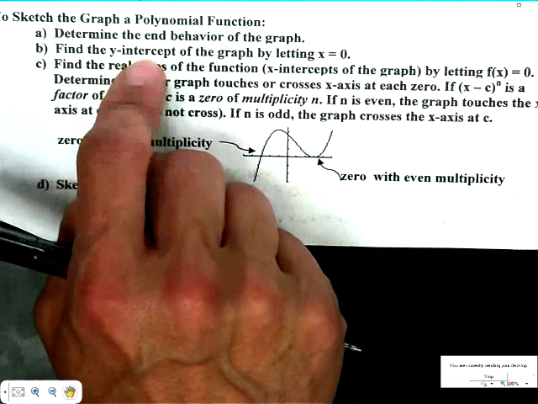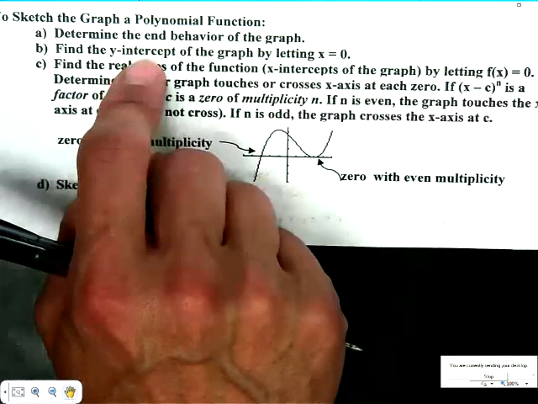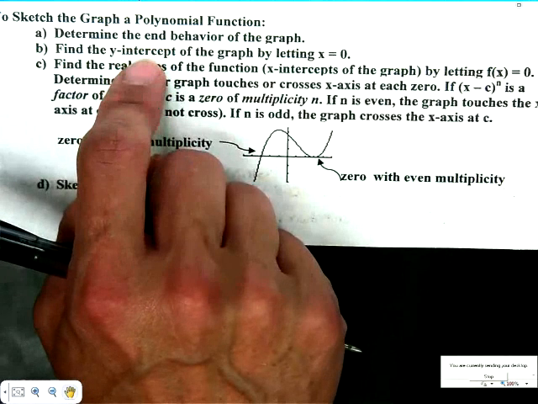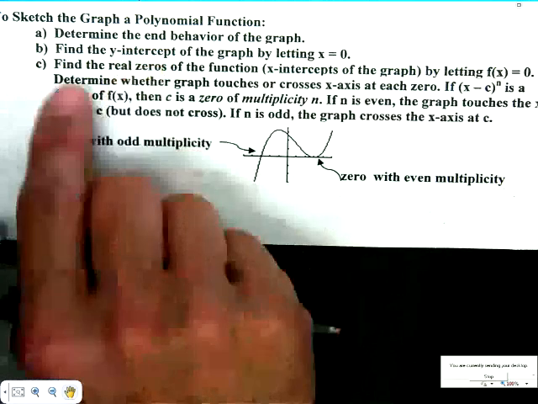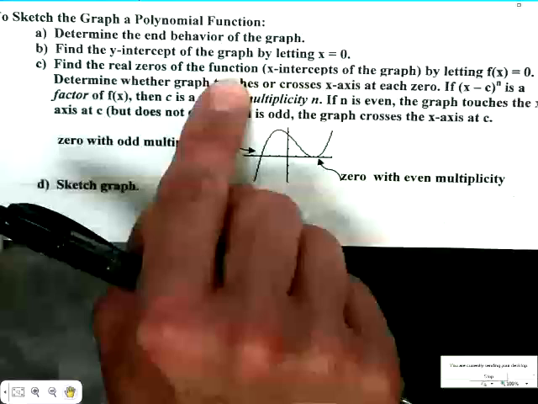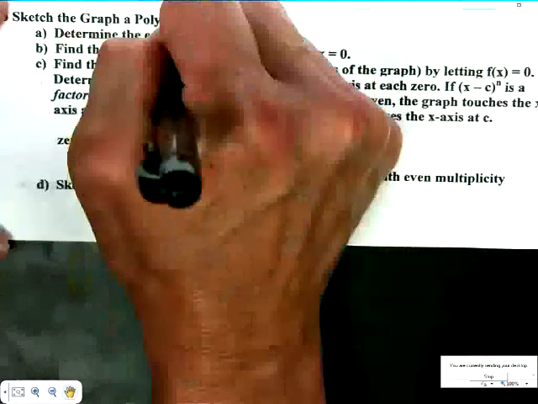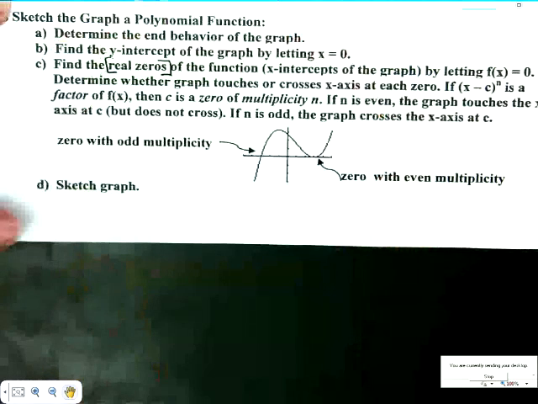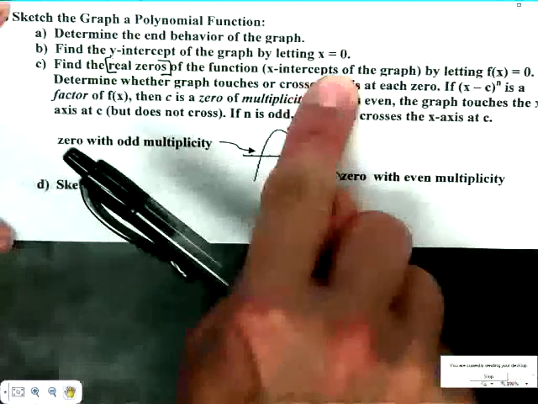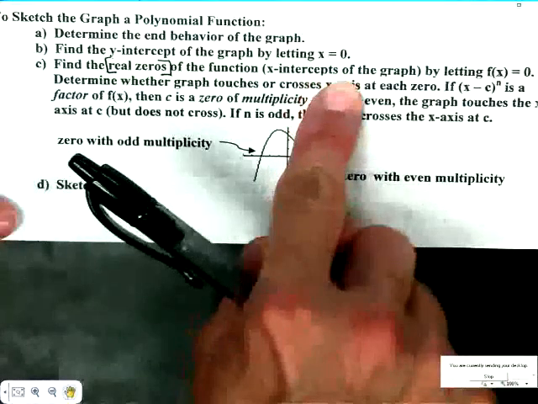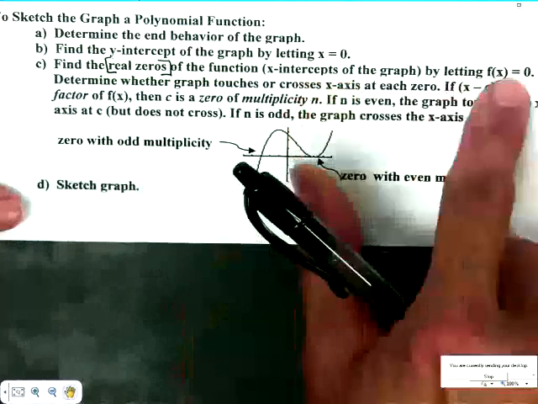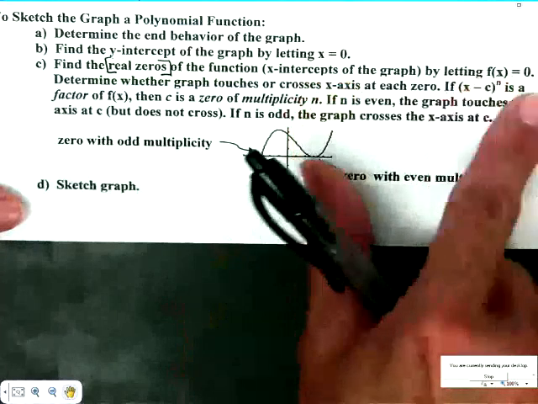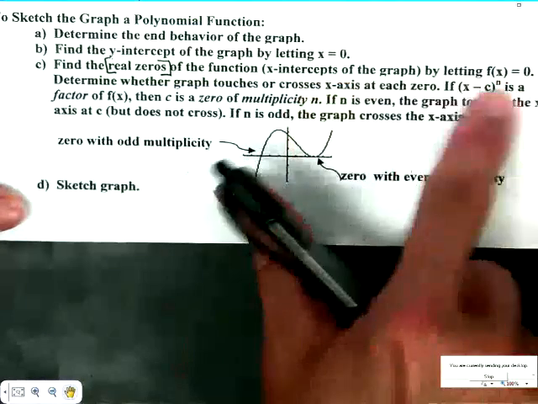In part B, we're going to find the y-intercept. How do you always find a y-intercept? Let x be 0. In the C part, we're going to find the real zeros of the function. Now, we've never used that term real zeros before. We have used the word x-intercepts before. How did we find x-intercepts? Let y be 0. Isn't that the same as set f of x equal to 0? Because y and f of x are the same thing.